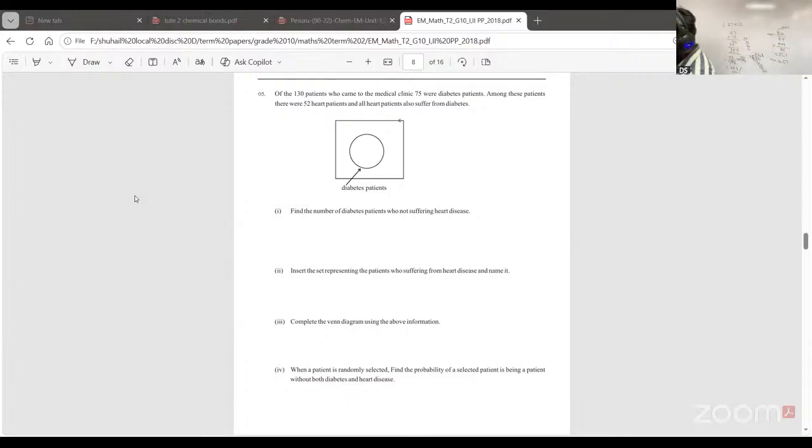Now, how many patients are there? 130 patients came to a medical clinic. There are 75 diabetic patients. Among these patients, there are 52 heart patients, and all heart patients also suffer from diabetes.